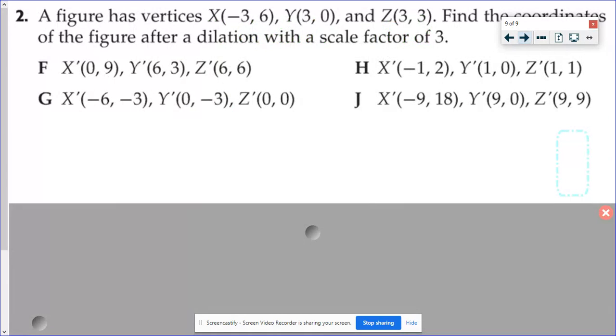Last 2 questions. So we've got a figure that has those vertices that are given to you for X, Y, and Z. And I want to have a scale factor of 3, which means everything gets multiplied by 3. So clearly, this first one isn't right because -3 times 3 is not going to be 0. That one doesn't work. -3 times 3 is also not -6, so that one doesn't work. If I look at H, -3 times 3, not that one. Here, multiply by 3, every single number gets multiplied by 3. J is the one that works.